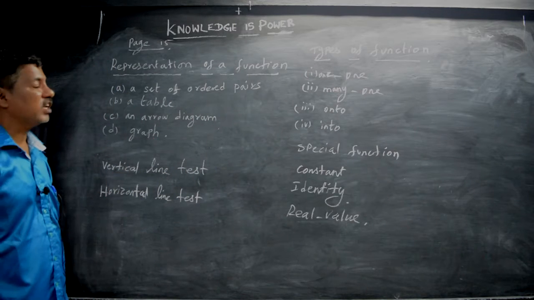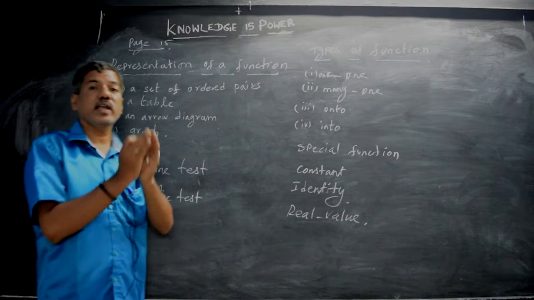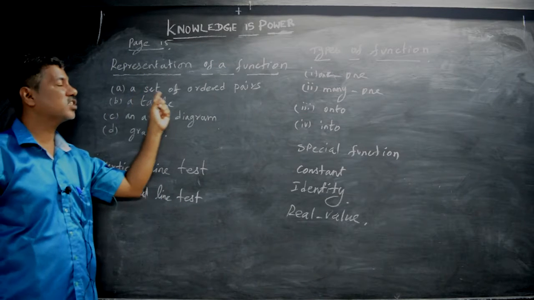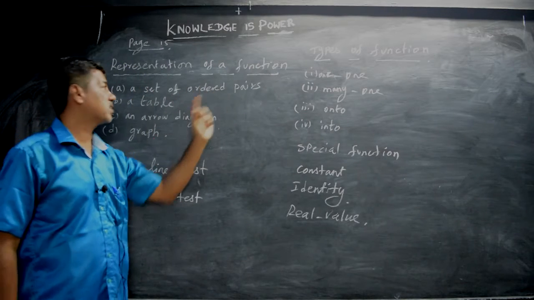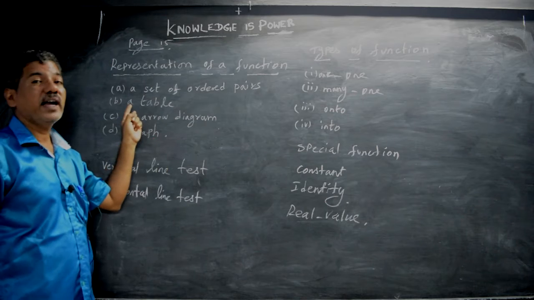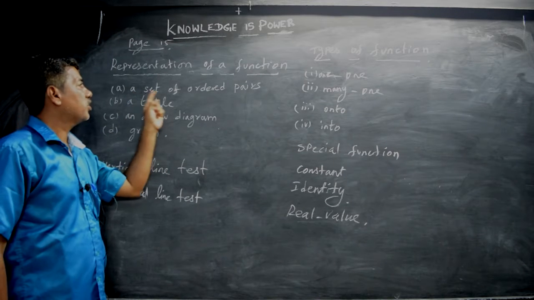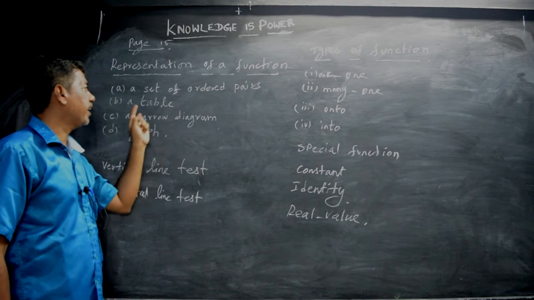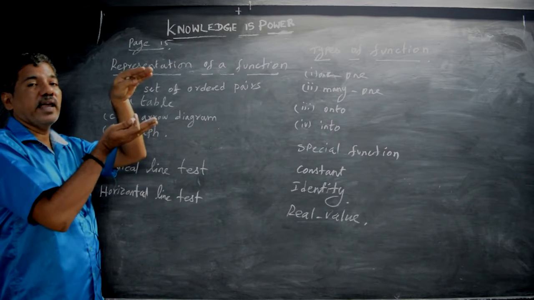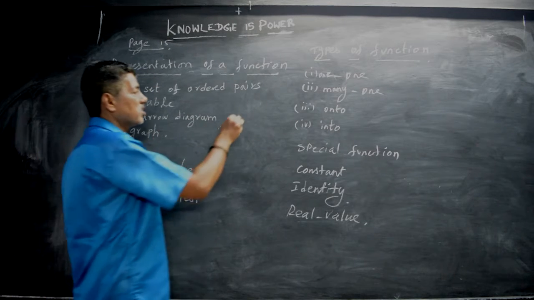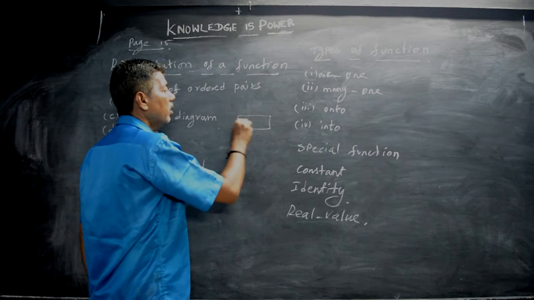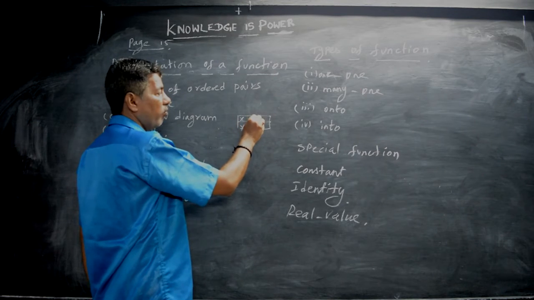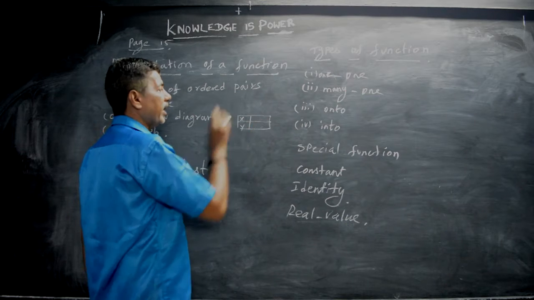So the terms are given in the form of coordinates, x-axis as well as y-axis. That is called a set of ordered pairs. Next, a table. Table is nothing but like x-axis as well as y-axis. If you put the table with x and y, depending upon the value of x, you will get y. That is called a table.